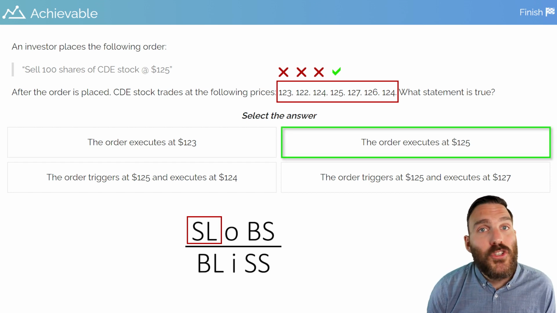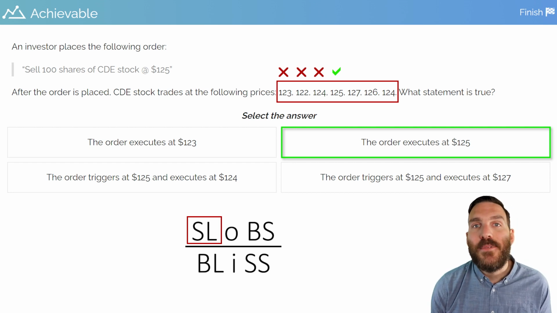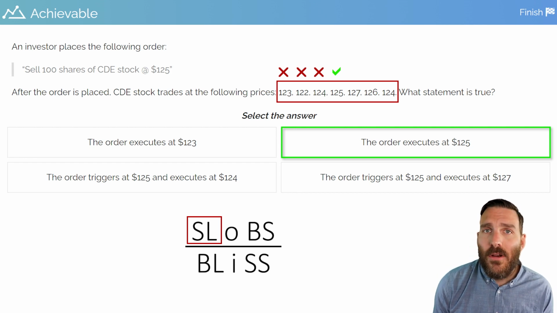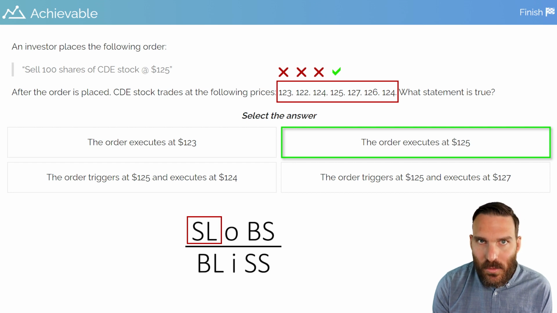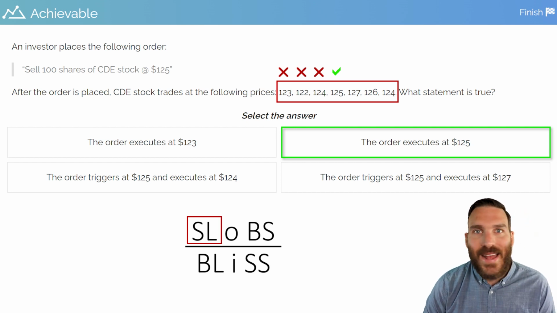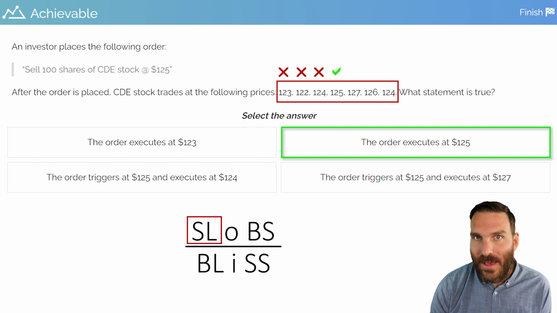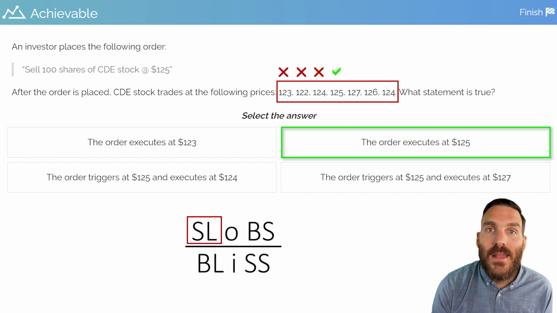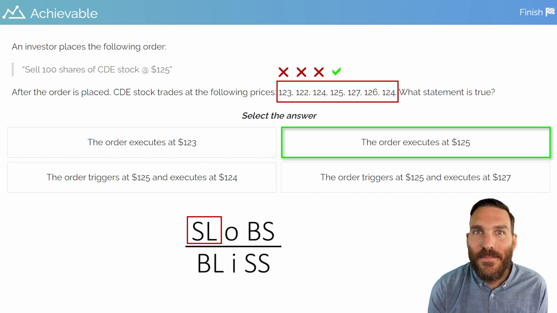Now, real quick, two of the answers below reference the word trigger. If you've been through the stop section in the Achievable material, you may have learned a little bit about a trigger or an elect function. That is something that we see with stop orders only. Stops, stop limits, that's it. But if it's just a limit order, there is no trigger, there is no election. We're just looking for the price, 125 or above, and the first time we see it, the order goes through, which is why the answer is that it executes at 125.